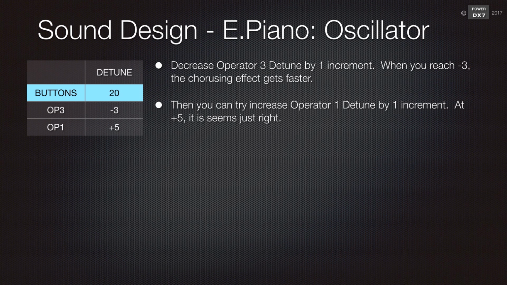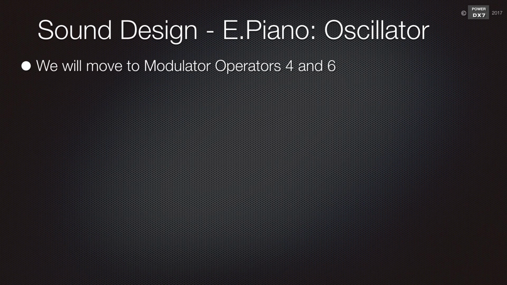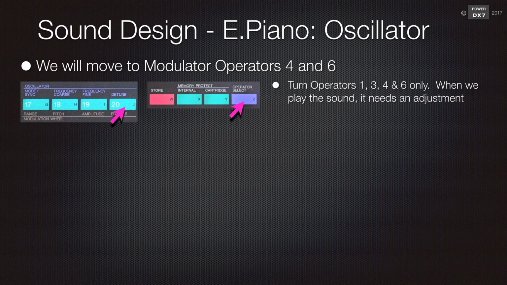Note that setting detune in any way depends on your preference, and you will rely on your ears to judge which one is better. It's more of an art than based on logic. Once we set detunes for carriers, we can adjust it for modulators. Turn on operators 1, 3, 4, and 6 only. Check detune for each operator.